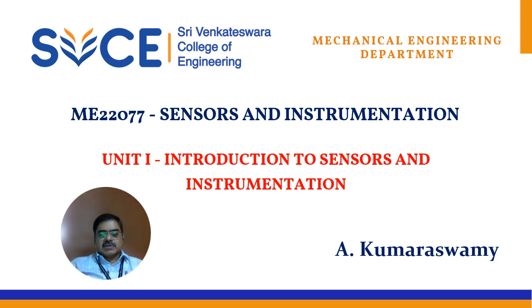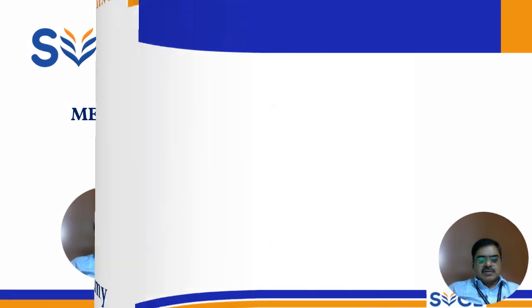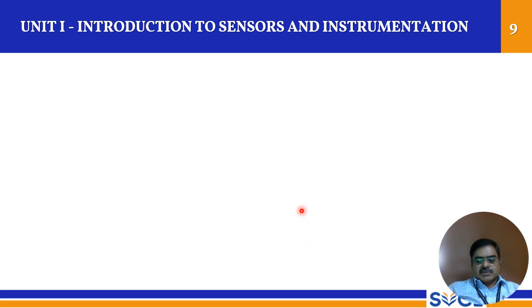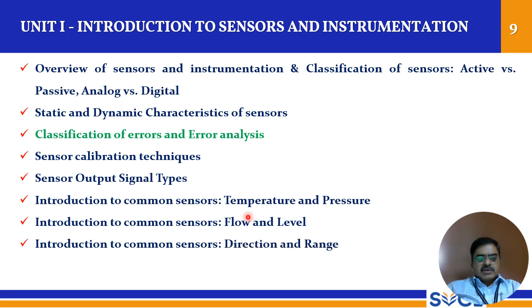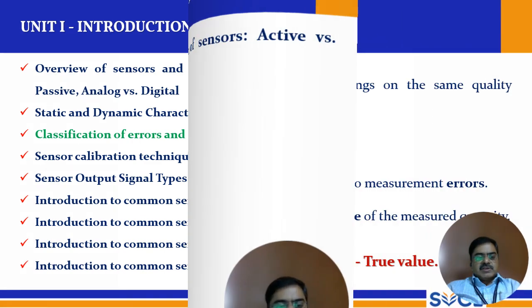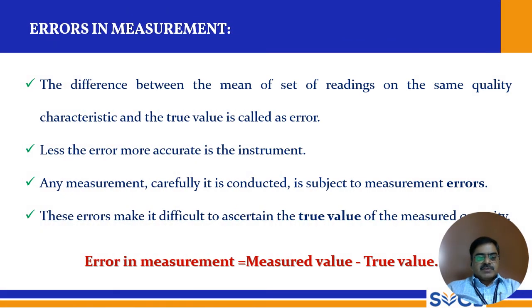Third session is errors and types of errors, the error analysis that we'll discuss. So here, first we'll see the content. Sensor error and sensor calibration techniques is the next topic we are going to discuss, and we'll see different types of sensors. Errors in measurement.